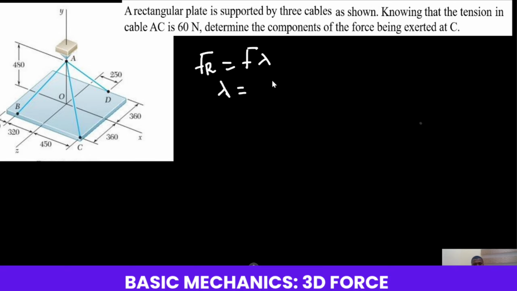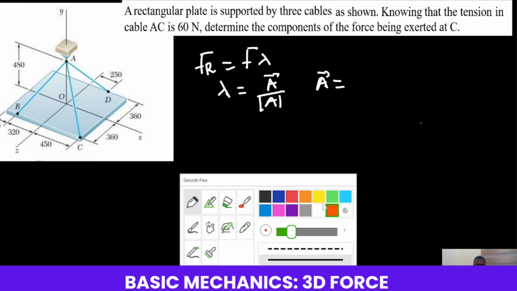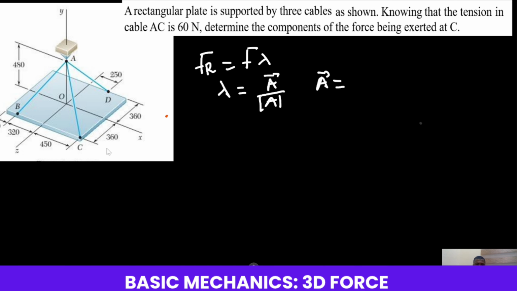So let's call the vector A, divided by its magnitude. So in getting the vector, let's say the A here, all we need to know is that anytime we are moving, we have to look at where the force is acting.